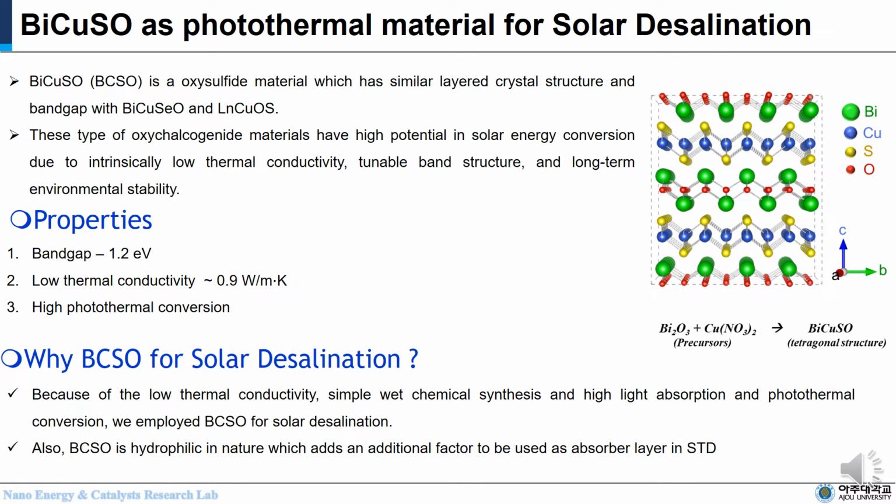So why do we incorporate BCSO for solar desalination? Mainly because of the low thermal conductivity, the simple wet chemical synthesis for producing BCSO, and the high light absorption and photothermal properties. Also, BCSO is highly hydrophilic in nature, which is an additional factor for its use in solar desalination. These are the main reasons why we incorporate BCSO for solar desalination.